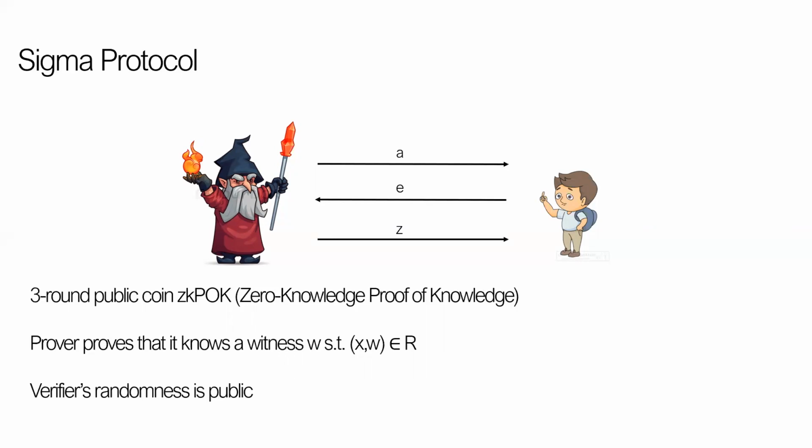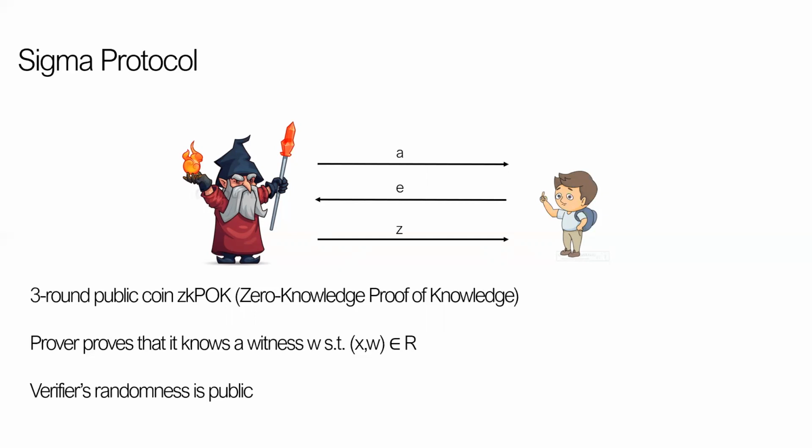Completeness, which means that an honest prover strategy leads to an acceptance. Special soundness, which implies the existence of a witness extractor given two transcripts. And special honest verifier zero knowledge, which implies the existence of a simulator that can simulate the honest verifier's view.